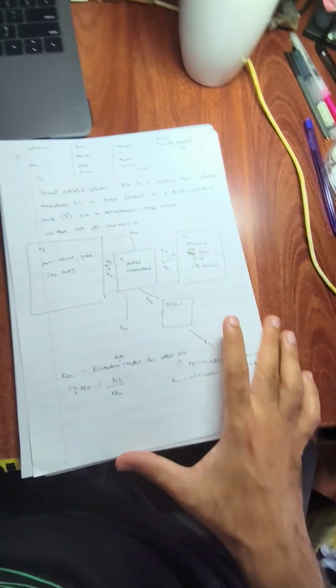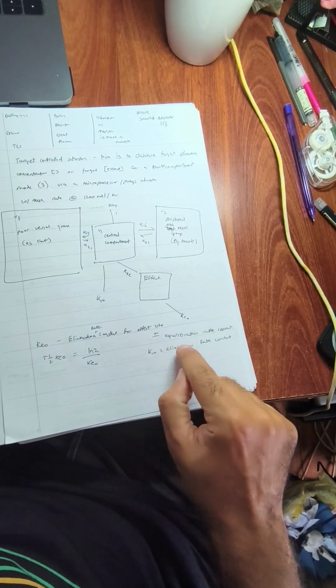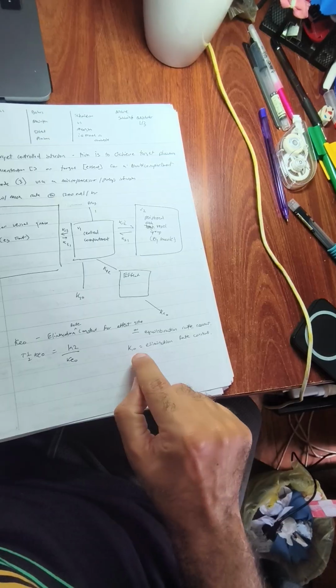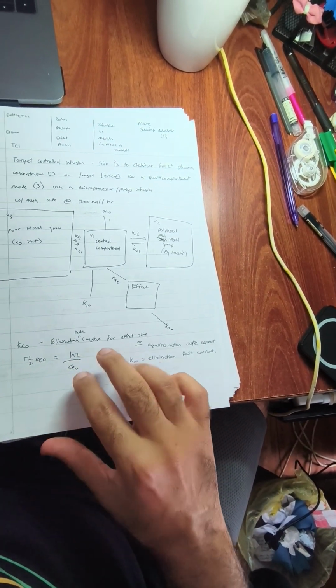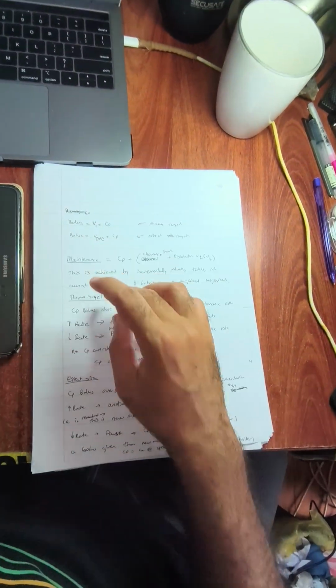Now you should define what KEO is: the elimination rate constant for the effect site, or better, the equilibration rate constant. And then K10 is the elimination rate constant, T half KEO is ln 2 over KEO. You should describe that. Then you talk about bolus, maintenance, and the target.